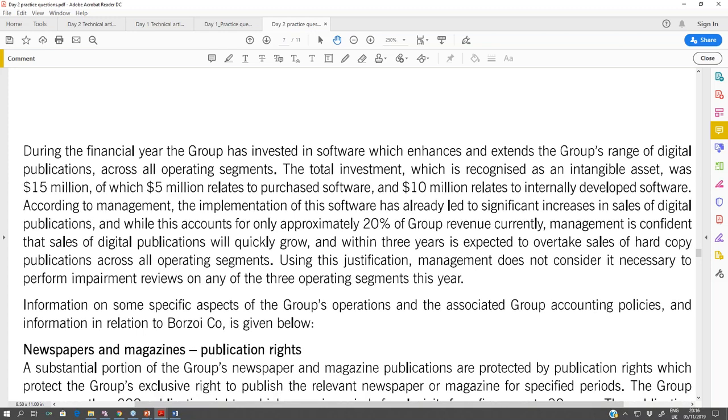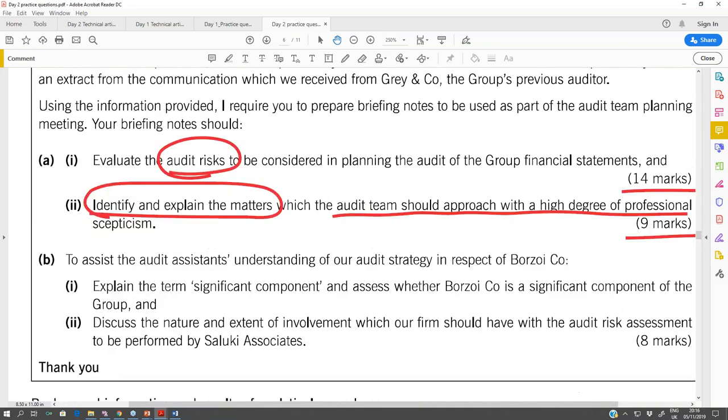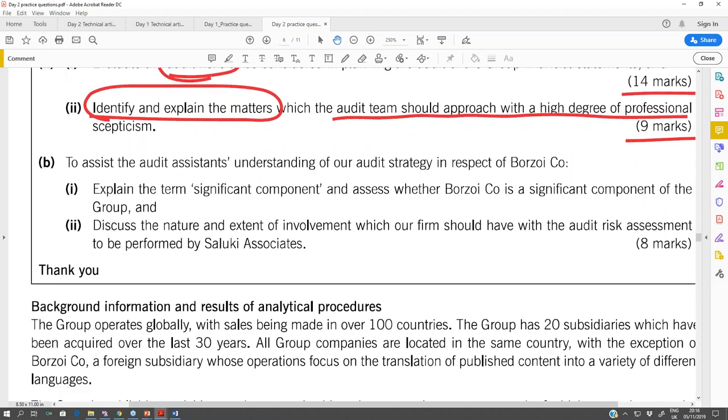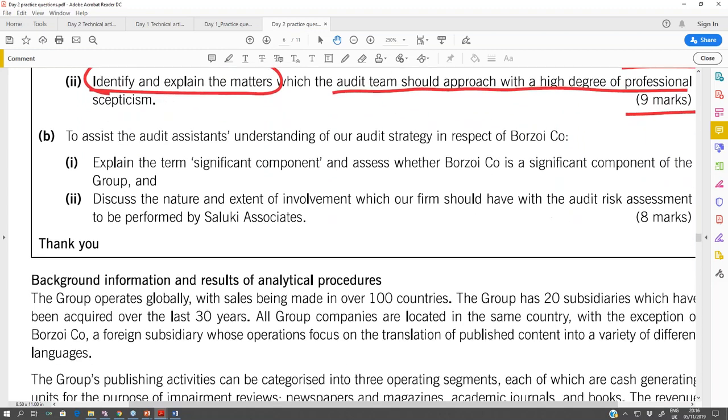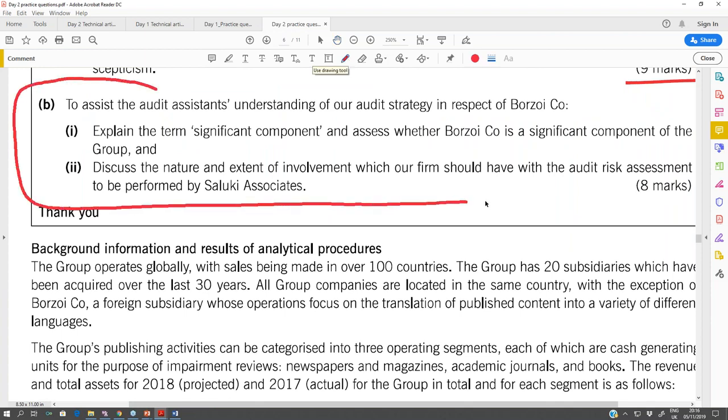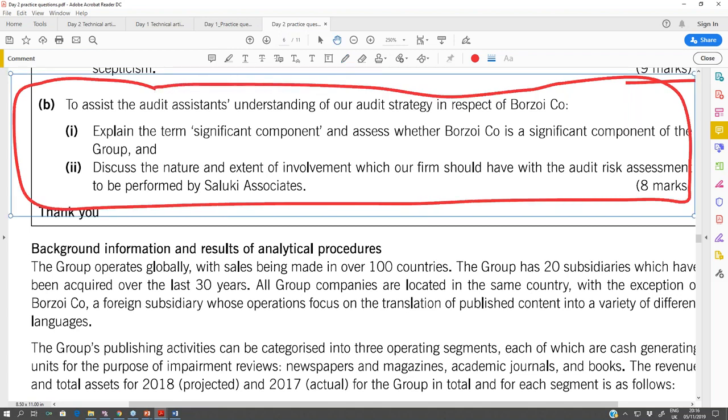Okay, let's look at another requirement from this question. There is another big requirement in this question after the 9 marks on professional skepticism. Look at this B requirement, such a big requirement on knowledge for 8 marks. So many marks on knowledge in the June 18 paper: 9 marks on professional skepticism, and 8 marks on something very different. A total of 17 marks have been given on knowledge in the June 18 question number 1.